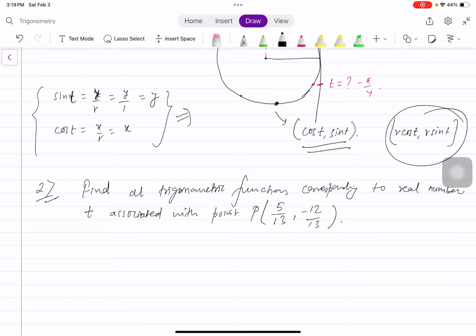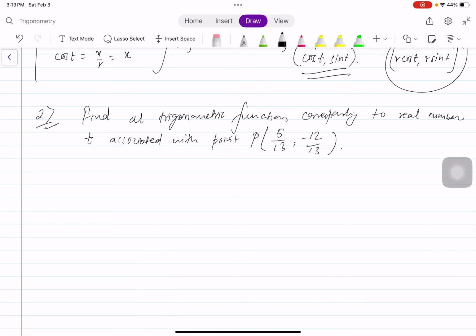So how to solve this one? Since we know the formula directly, we don't have to draw triangles in different quadrants as we did in the previous section. Since this point lies on the unit circle, we can directly find all the trigonometric ratios, which are given by just x and y. Cosine is always x, so what is sine of t? Sine of t is y, which is negative 12 over 13, and cosine is 5 over 13.